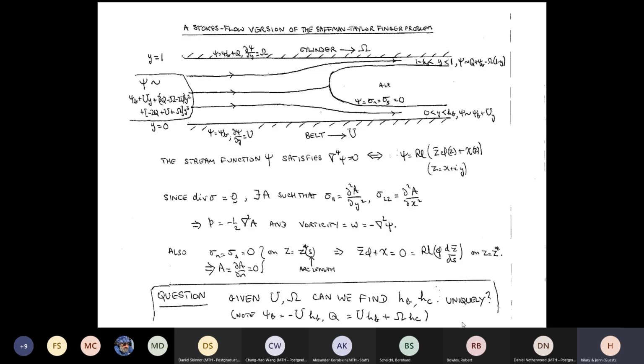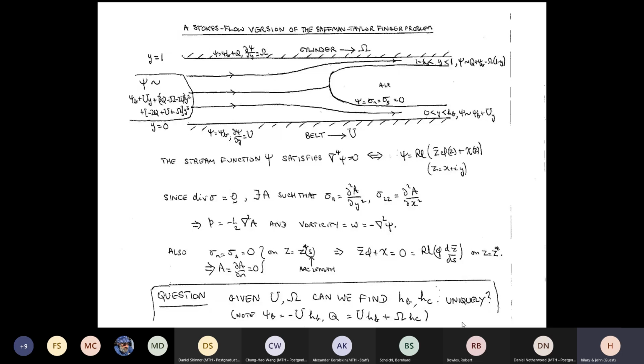I expect that's no great surprise. That gives sigma n and sigma s to be 0. And if I call Z equals Z star the equation of this air boundary, you find there are two further complex equations which apply on Z is Z star. Quite simple equations. You can even include surface tension without making them much more complicated. So the whole problem can be formulated just in terms of three functions.